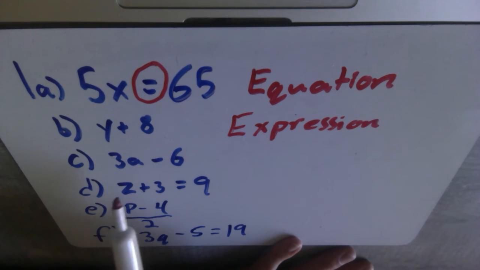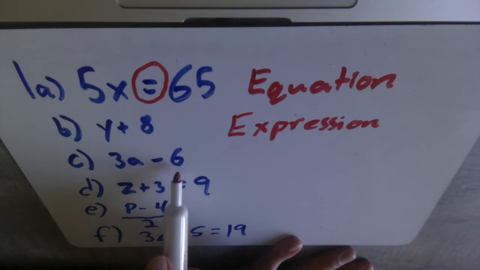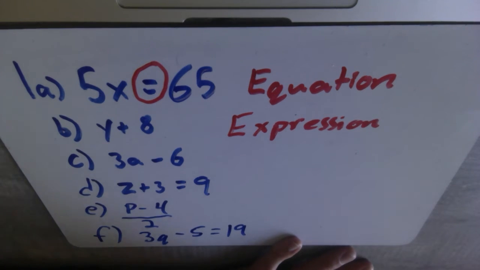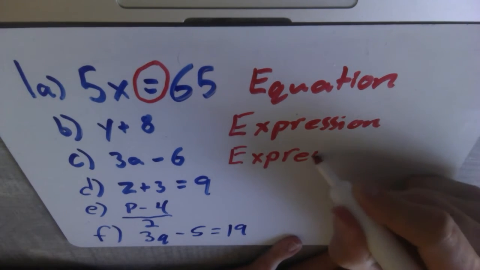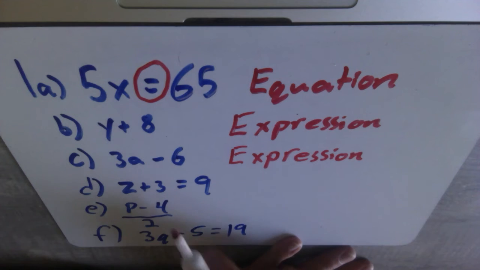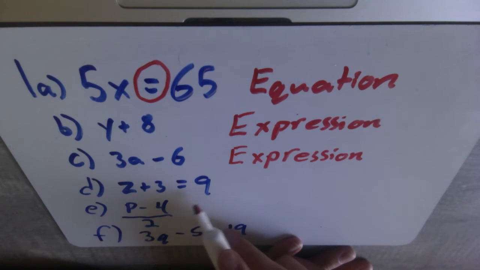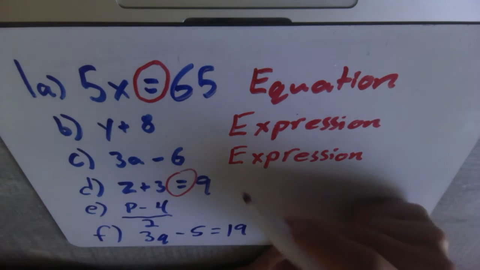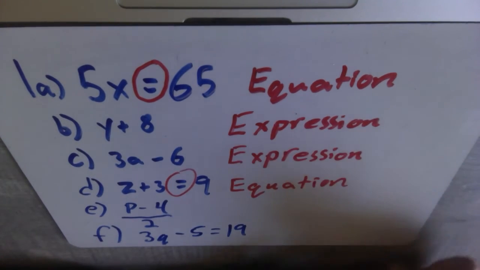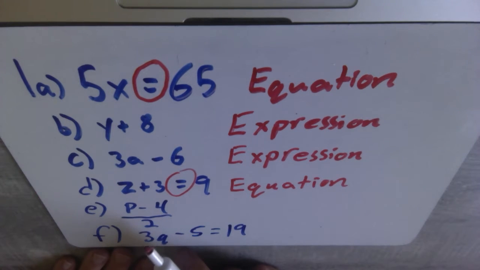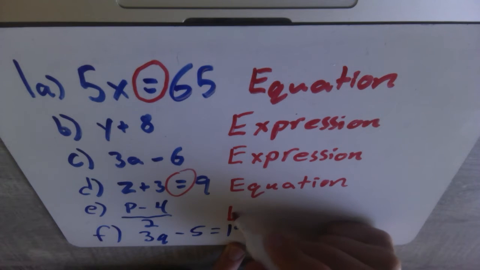Looking at 1c, we had 3a minus 6. Is there an equal sign? No, there is not, so it is an expression. In D, z plus 3 equals 9. It has an equal sign, therefore it is an equation. Coming down to E, p minus 4 divided by 2. So even though there's a division sign, there's still no definite answer. There's no equal sign, so it is an expression.